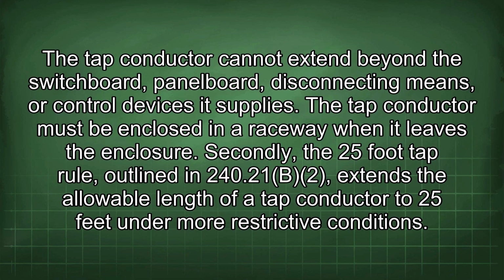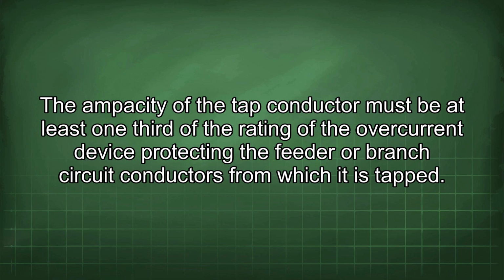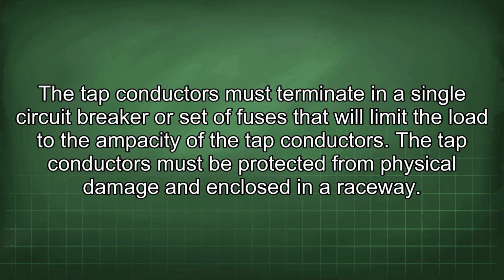Secondly, the 25-foot tap rule outlined in 240.21(B)(2) extends the allowable length of a tap conductor to 25 feet under more restrictive conditions. The ampacity of the tap conductor must be at least 1/3 of the rating of the overcurrent device protecting the feeder or branch circuit conductors from which it is tapped. The tap conductors must terminate in a single circuit breaker or set of fuses that will limit the load to the ampacity of the tap conductors. The tap conductors must be protected from physical damage and enclosed in a raceway.